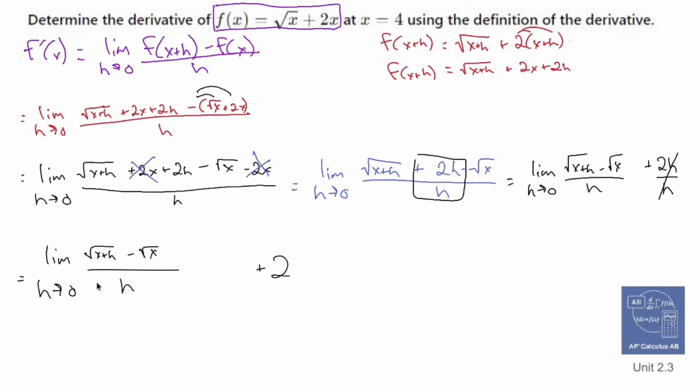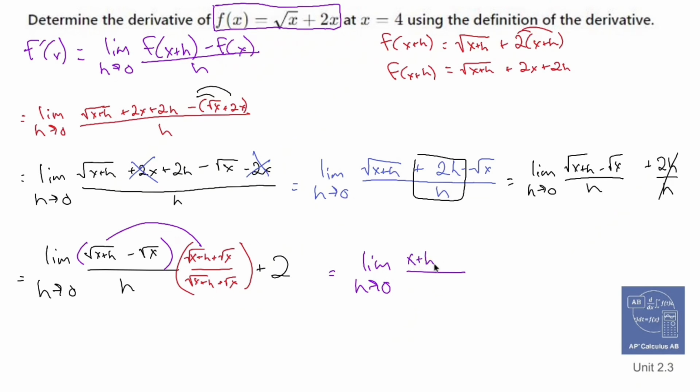Now the reason why I'm leaving space here is I still can't plug in 0. Nothing great happens. But what I can do is multiply the numerator and the denominator by the conjugate of this guy to have difference of squares thoughts. So if I multiply by root x plus h plus root x all over root x plus h plus root x, this is what happens up here. When you FOIL this out, you have root x plus h times root x plus h. Root x plus h times root x plus h is x plus h, right?